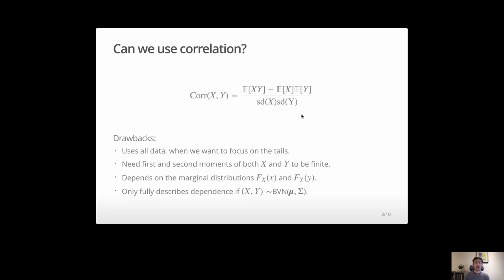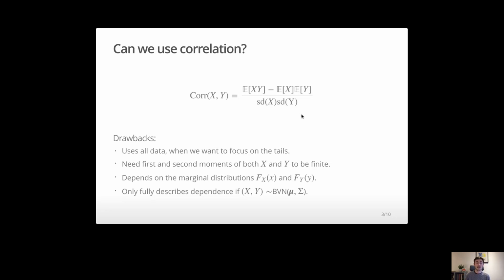There are several drawbacks to using the correlation when we're interested in modeling the extreme values of a process. The first, common to the modeling approach disadvantage that we saw right at the very start of the course, is that this measure of dependence uses all of the data and focuses on the center of the distribution, when really what we want to do is focus on the tails of the distributions.